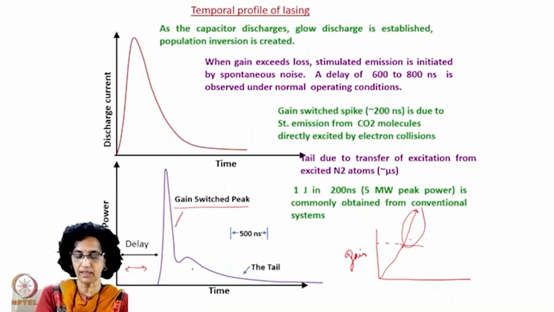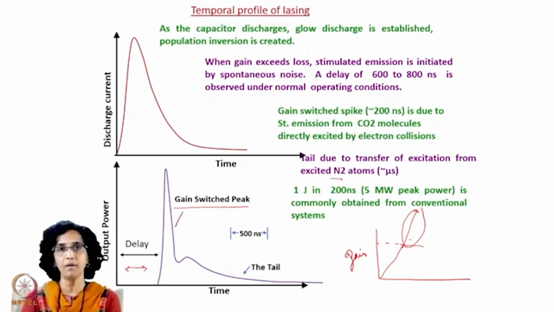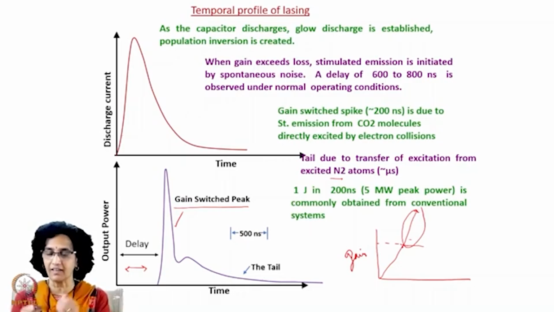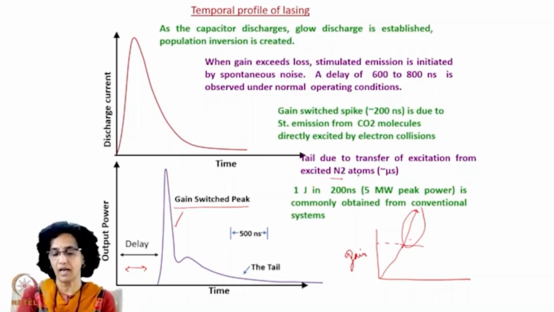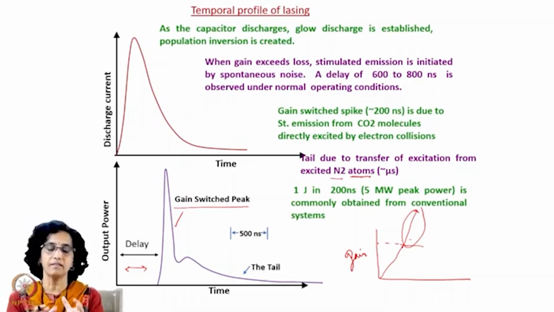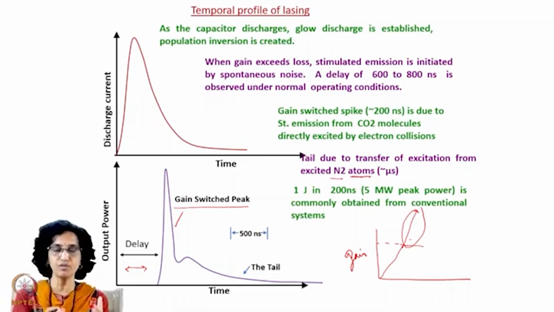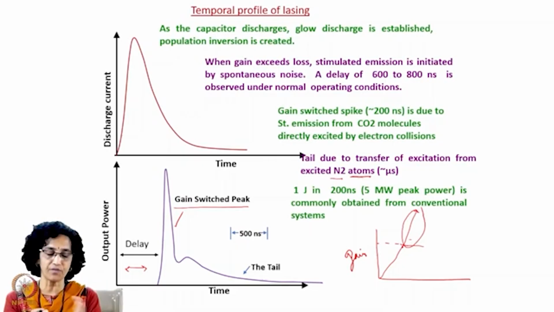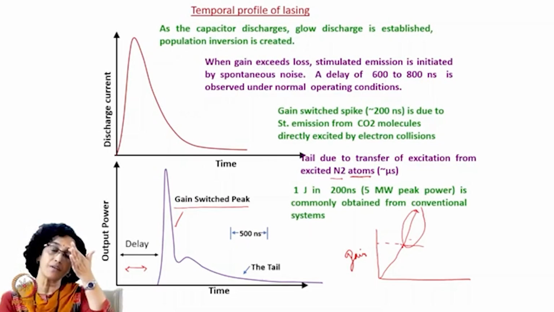We also saw that the tail is because of the addition of nitrogen molecules. I'm sorry, it is written atoms here, but it is actually molecules. So the nitrogen molecules are present, and because of those, we know that there is a transfer of energy, and that continues for a longer time.